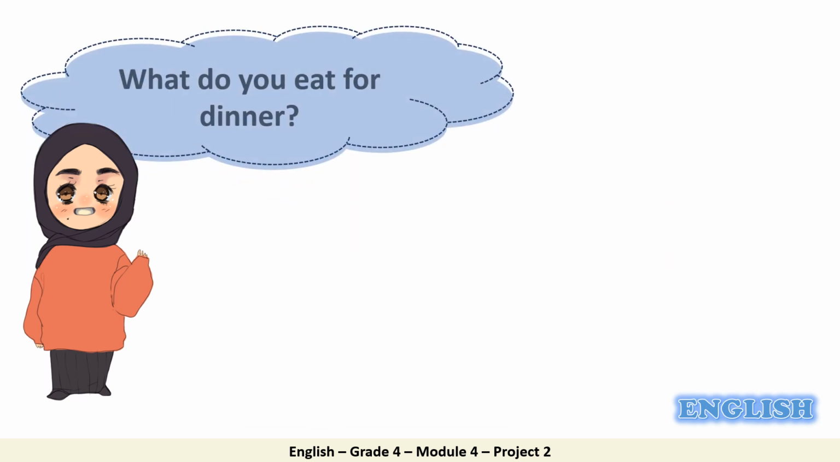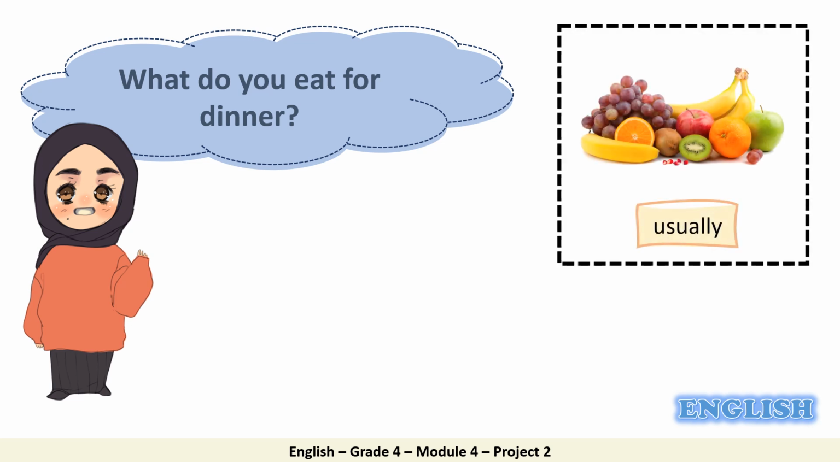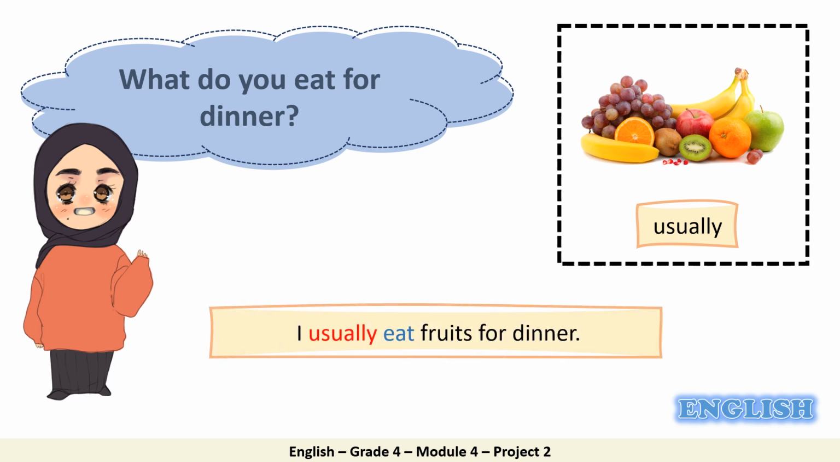Read the question with me. What do you eat for dinner? In the picture, we have fruits, and the word is usually. Think of the answer. It would be, I usually eat fruits for dinner.